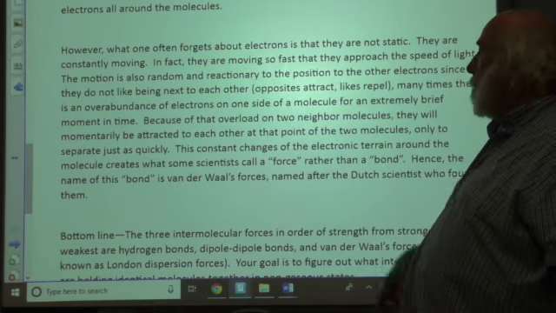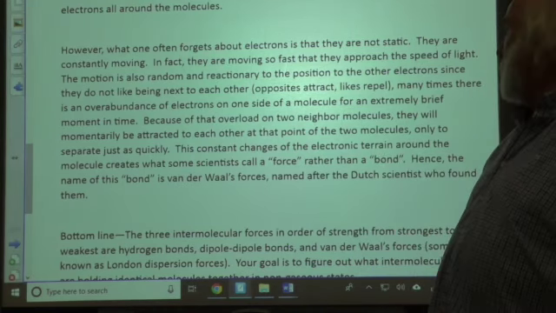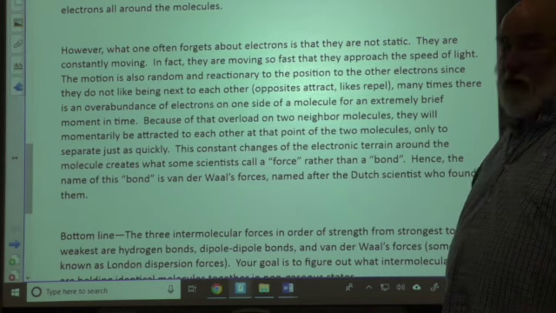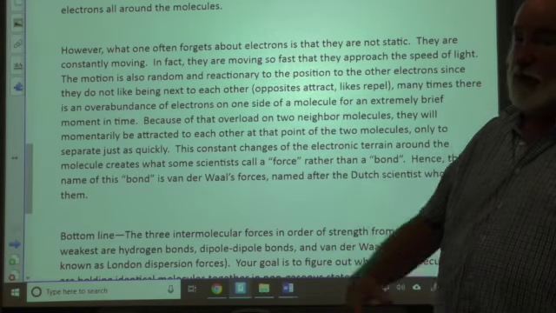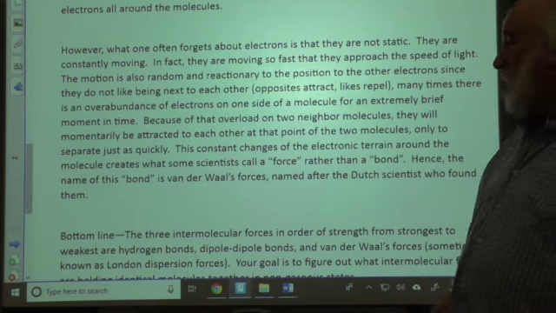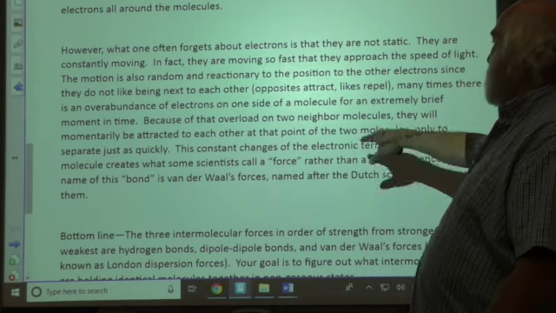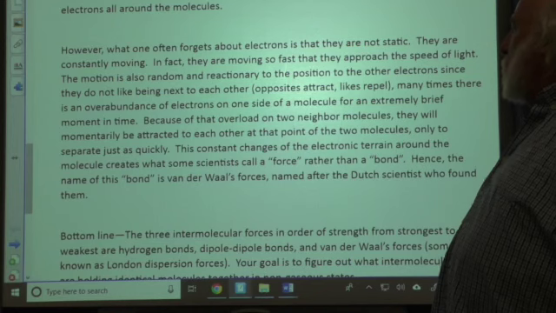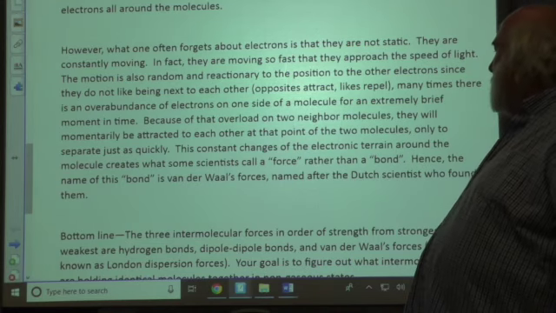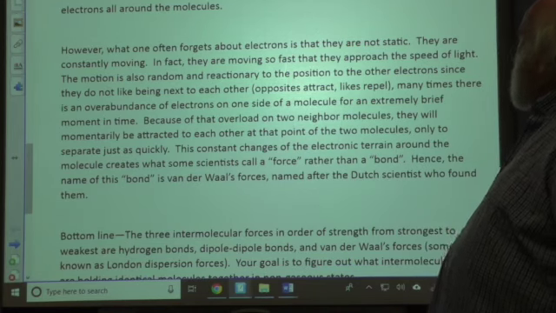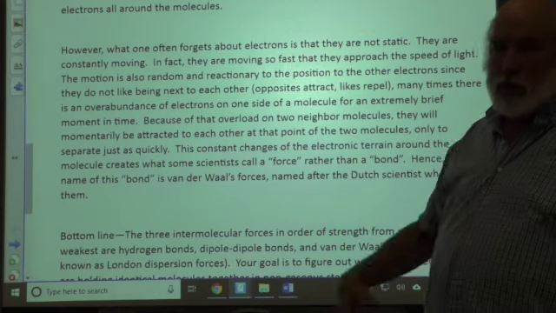Many times there is an overabundance of electrons on one side of the molecule for an extremely brief moment in time. That makes that side negative and the other side positive in relative terms. Because of that overload on two neighboring molecules, they will momentarily be attracted to each other at the point of those two molecules, only to separate just as quickly when the electrons come back.